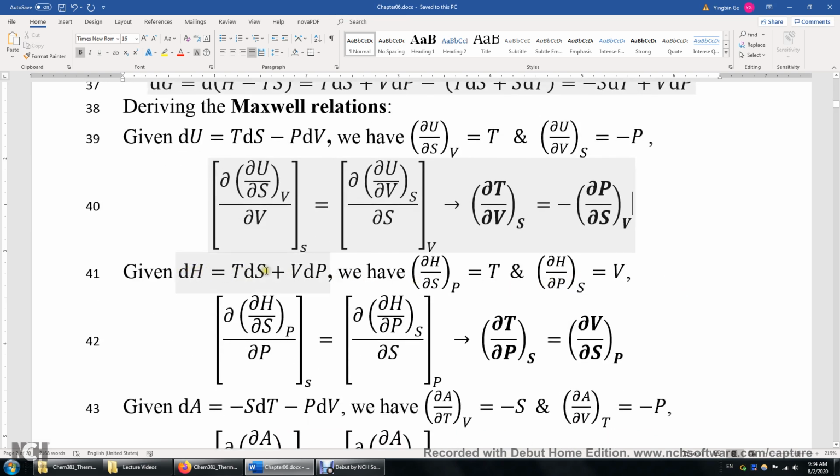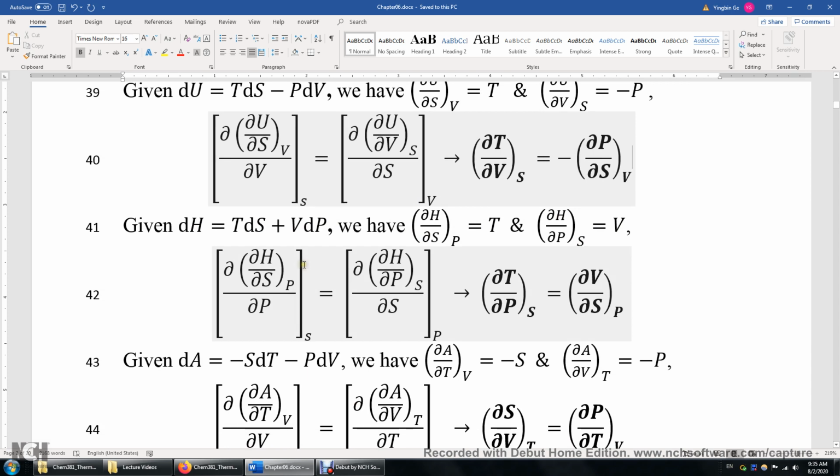Similarly, we can start from dH. dH is equal to TdS plus VdP. If P is constant, this part is 0, and dH over dS is T. If the entropy is held constant, dH over dP is V. And then again, H is a state function, therefore the second derivative of H with respect to S and P, or P and S in a different order, should be exactly the same. And then we get delta T over delta P is equal to delta V over delta S. Pay attention to the subscripts. Again, we replace the top part with this T, and this part with this V.